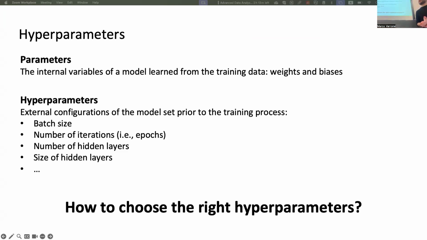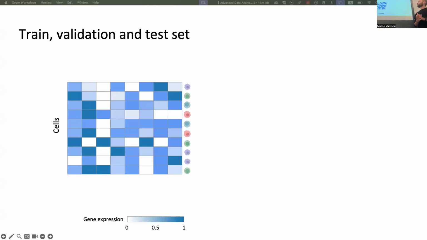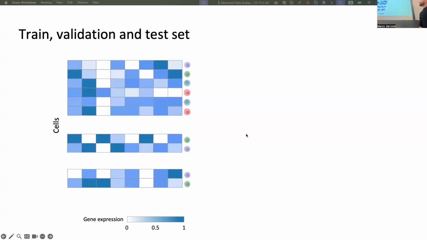And how do we choose the right hyperparameters? What is usually done, and this is important to know in machine learning and statistics in general, is also something that people tend to not do properly very often, is that you should divide your dataset into 3 subsets: the training set, the validation set, and the test set.